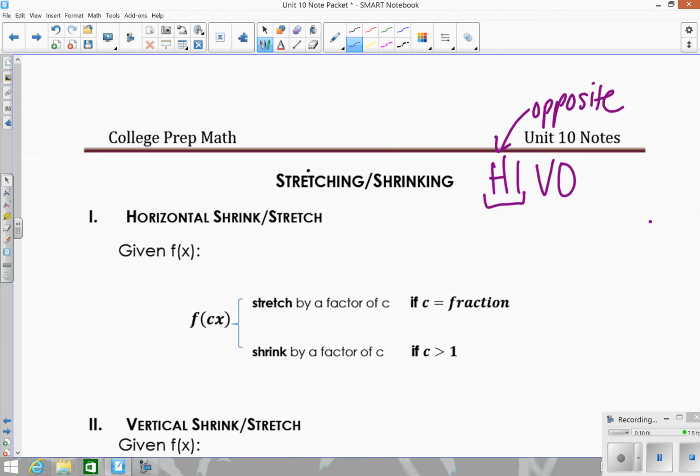So if you're multiplying by a number, it's actually going to be getting smaller, and if you're dividing by a number, it's actually going to be getting bigger. Where vertical is when whatever the number is on the outside, and this is going to be the same as what you think. So if you're multiplying by a number, it makes sense that it would be getting bigger, where if you're dividing by a number, it makes sense that it would be getting smaller.